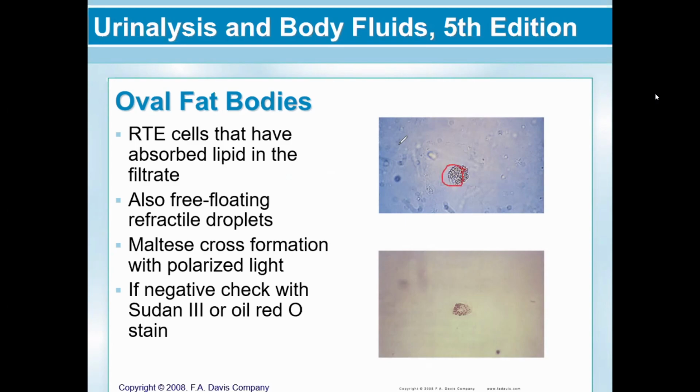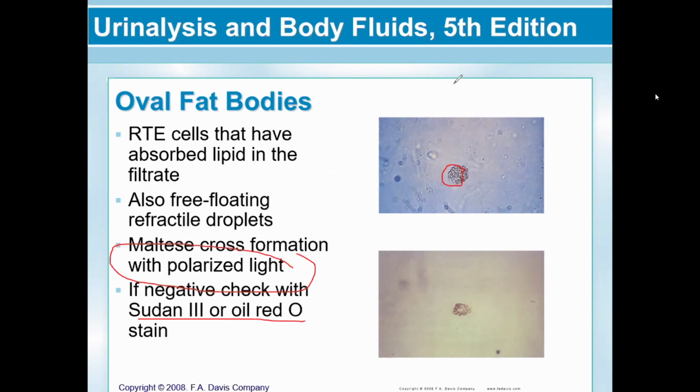So what do we use for identification again, to know if these lipids are triglycerides and neutral fats, or cholesterol? We can use Sudan and Oil Red O. If they stain red-orange, then those lipids can be triglycerides or neutral fats. If not, but using your polarizing microscope we get a Maltese cross formation, then we can say that those oval fat bodies now contain cholesterol.